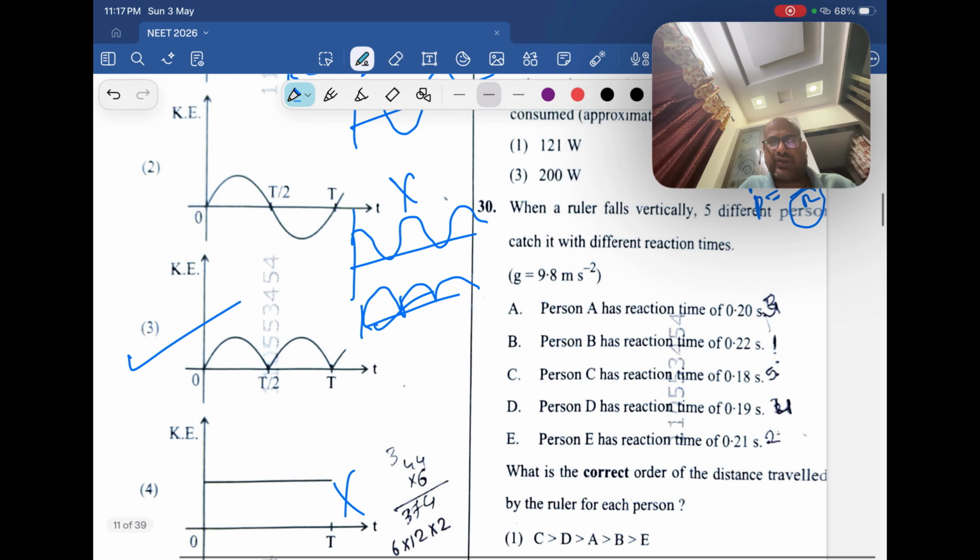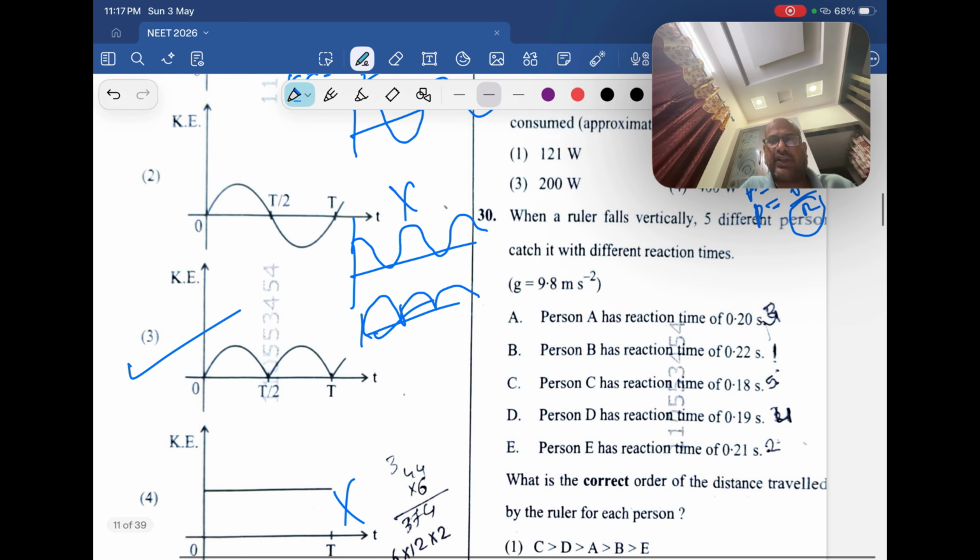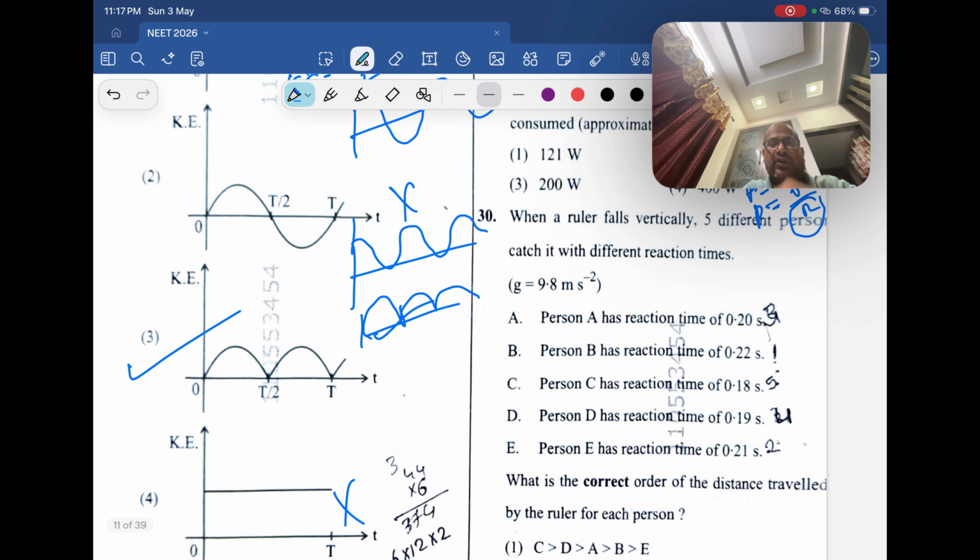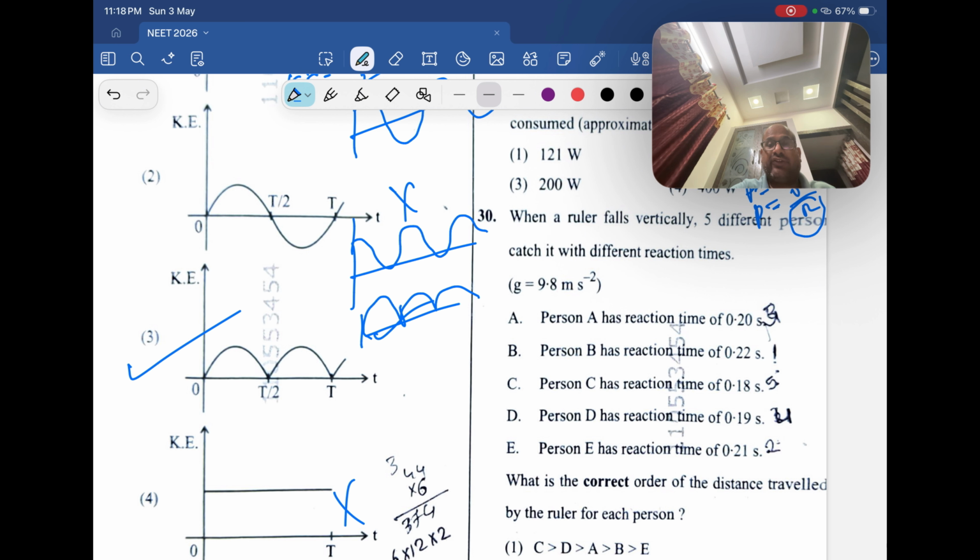Next, when a ruler falls vertically, five different persons catch it with different reaction times. Suddenly when they are catching, if the reaction time is more, it travels more distance. When they catch at different reaction times, if one sees and immediately catches, it falls less. After some time, if he holds, it falls a larger distance. If you take more time, it falls through a larger distance. In that sense you can answer this question.